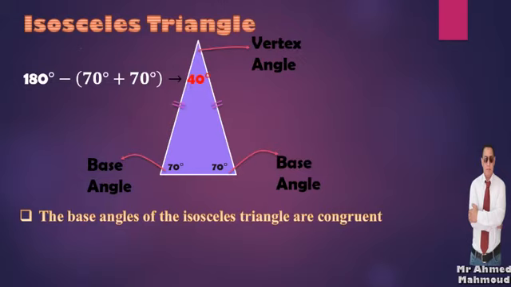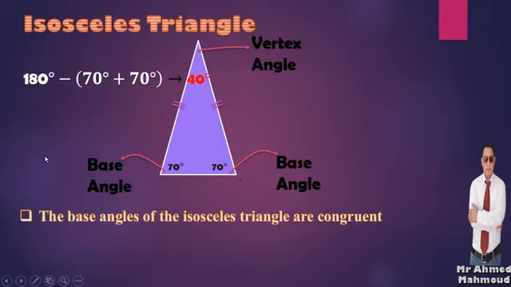Again, if we have an isosceles triangle, if we have two equal sides, then we have two equal angles. The two angles opposite to the two equal sides are equal in measure, or the base angles are equal in measure. And to find the measure of the third angle, we make 180 minus the two other angles, which gives me the vertex angle.